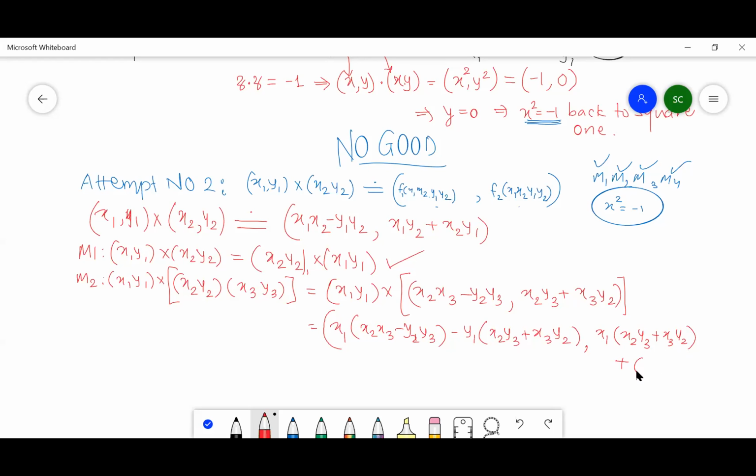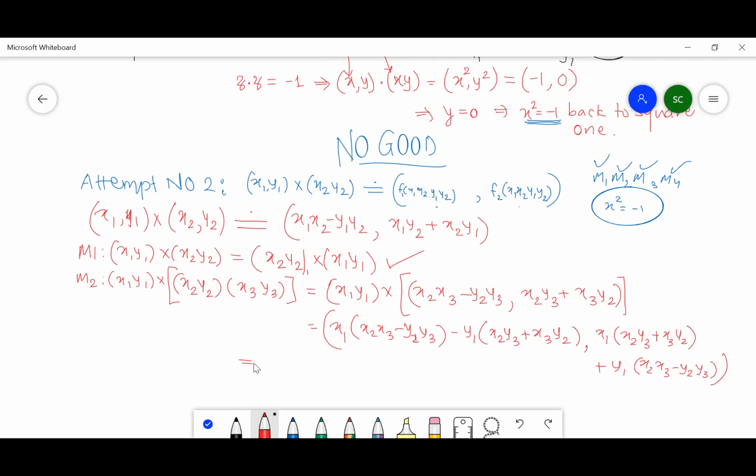plus y1 multiplied by x2 x3 minus y2 y3. Sorry, let me check what I am doing. So y1 multiplied by x2 x3 minus y2 y3. Now x1 y2 is written, and what we have to write is x2 y1. Sir, it shouldn't be x2, it should be y1. No, it should be y1 outside and then the bracket inside. Okay, this should be y1 and you should have this bracket x2 x3 minus y2 y3. Is that right? This is our ordered pair.